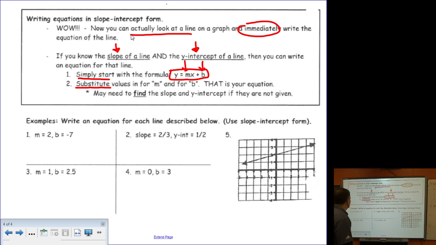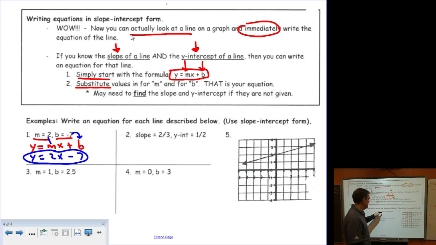Let's do some examples. In example 1, you are given the slope and the y-intercept of a line. To write the equation for it, you just need to start with the formula, y equals mx plus b. You're going to take the slope and substitute it in for m. You're going to take the y-intercept and substitute it in for b. So the equation for this line would be y equals 2x minus 7. It's that quick and easy.